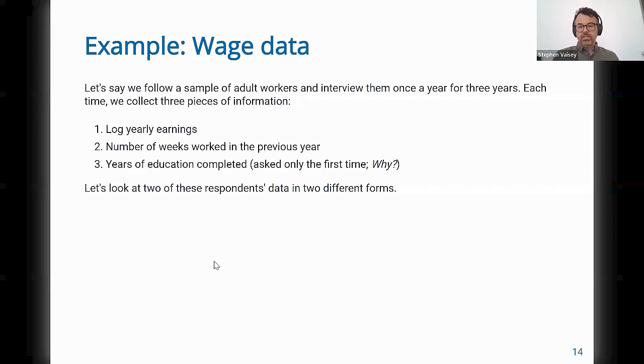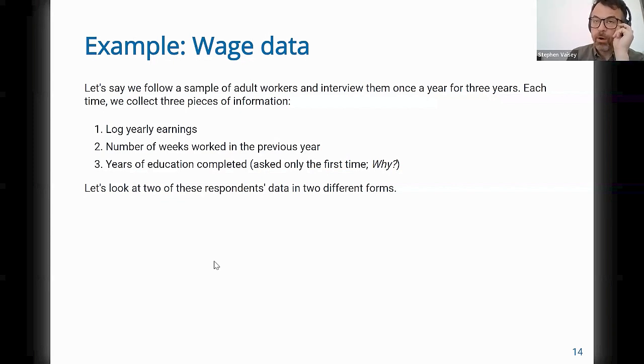So each time we interview them, we say, okay, how much money did you earn in the past year? That's a thing. We also say, well, how many weeks did you work in the past year? Like, how many of the 52 weeks did you actually work in the previous year? And then number 3, we might say to them, okay, how many years of education did you complete? And now here, number 3, let's say, and we're going to see this is the case in a real data set we're going to use, that we only ask them that the first time. So if it's a sample of adult workers, let's say age 25 plus, we ask them how much education they completed, but we only ask them one time.